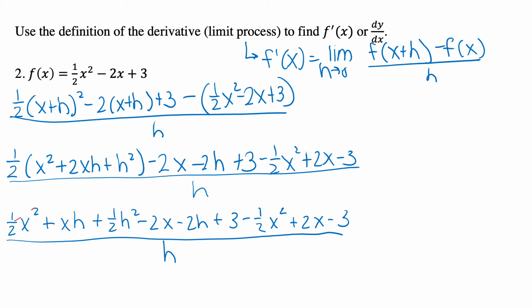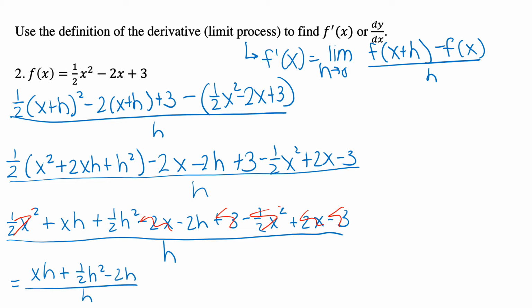Now we can start to cancel anything that we have a positive and a negative. For example, our 1/2 x squared and our negative 1/2 x squared, our positive 3 and our negative 3, our positive 2x and our negative 2x. So lots of things are canceling. This simplifies down to be xh plus 1/2 h squared minus 2h all over h.